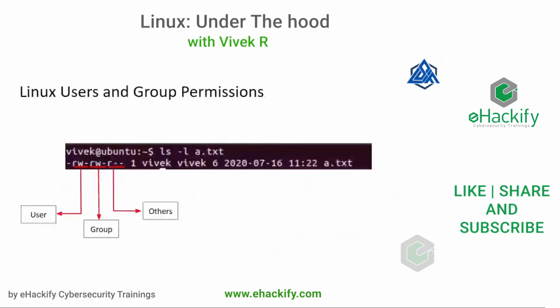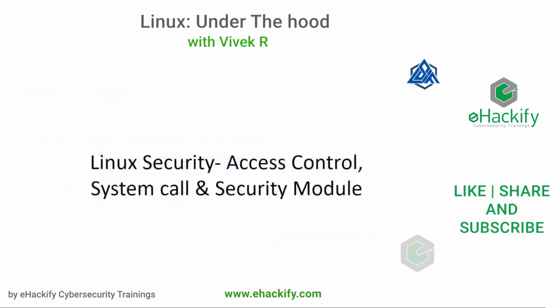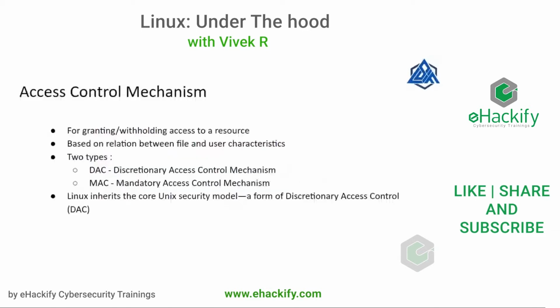So now we can move on to Linux security architecture and access control, how a system call works, and what the security modules of Linux are. Moving on to the access control mechanism, Linux inherits the core Unix security model, which is the discretionary access control mechanism. Most flavors of operating systems use the discretionary access control mechanism only. So what is an access control mechanism?